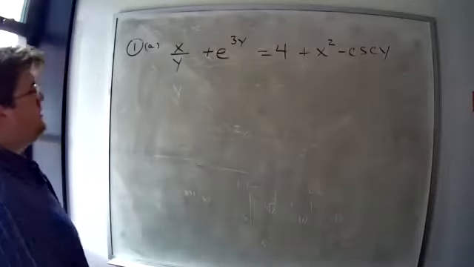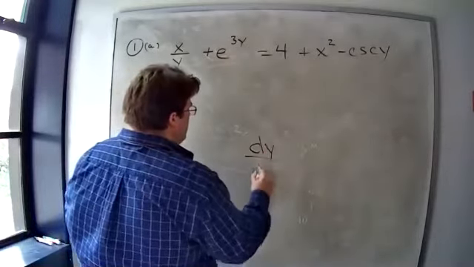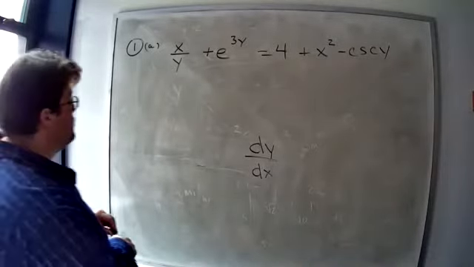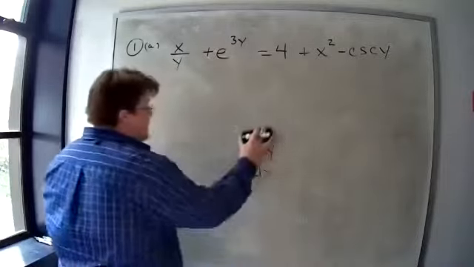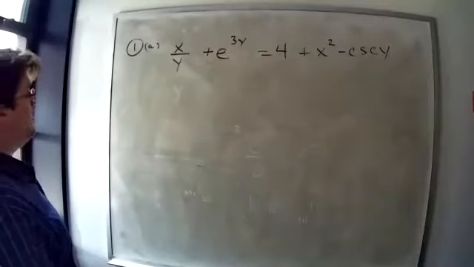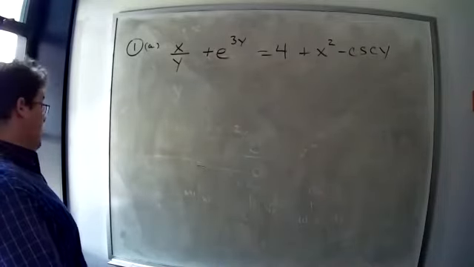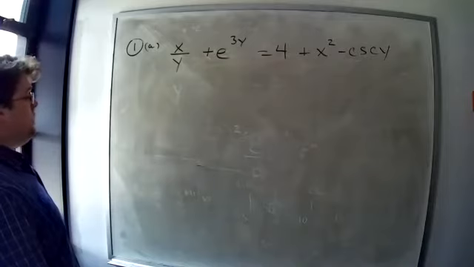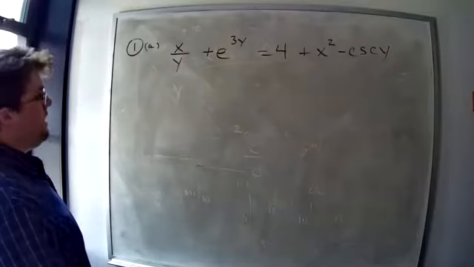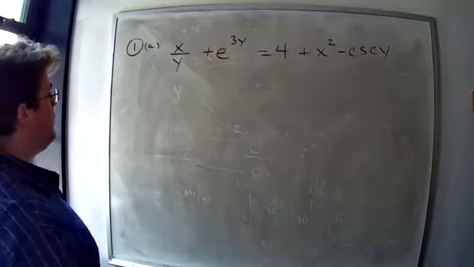But what we can do is take the derivative with respect to x, and when we do that, dy dx is going to show up in a few different places because of the chain rule. So we have this equation, not necessarily a function, x over y plus e to the 3y equals 4 plus x squared minus cosecant of y. And we're going to treat everything with x's as something with x's. We're going to treat everything with y's as potentially something with x's. And thinking of it like that will help us in going through this process.